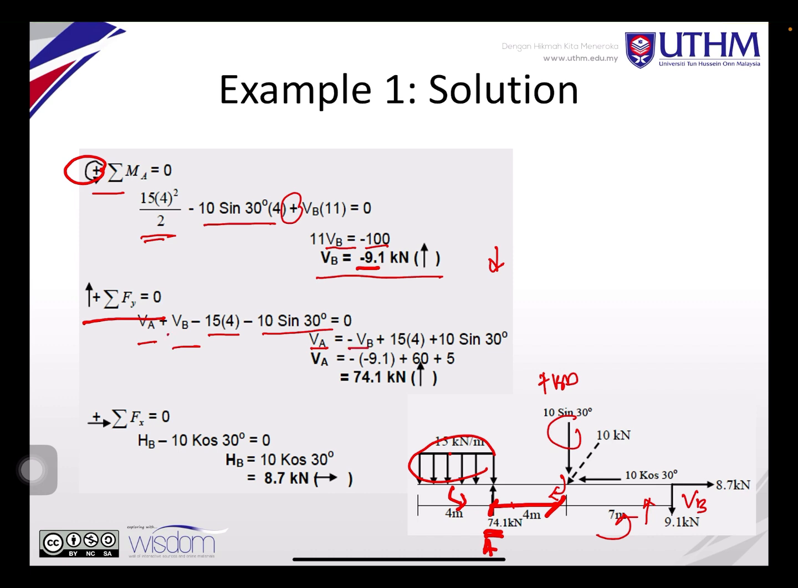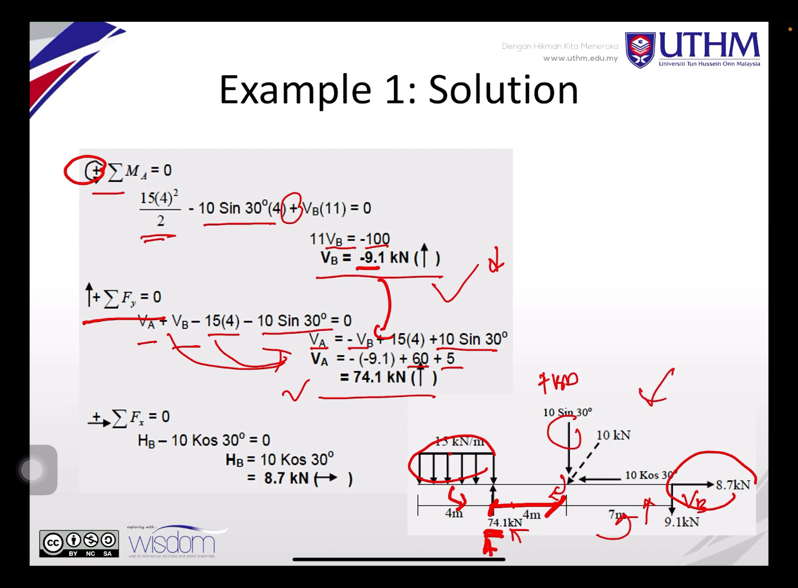You move this to the right side, everything you carry toward the right side, plus 10 sin 30 degrees. So VB is negative 9.1 from here, plus 60 plus 5. You calculate and you get VA equal to 74.1 kilonewtons. And then you get VA, you get VB. Now you go to get the HB.